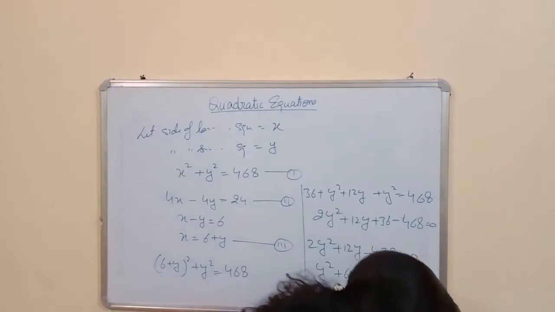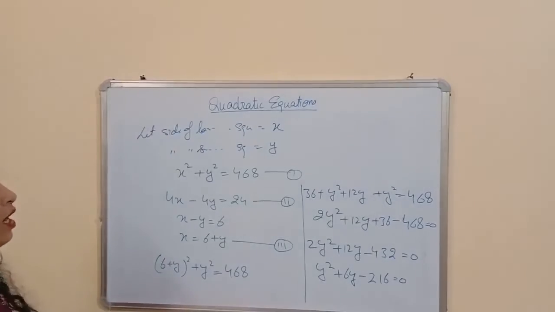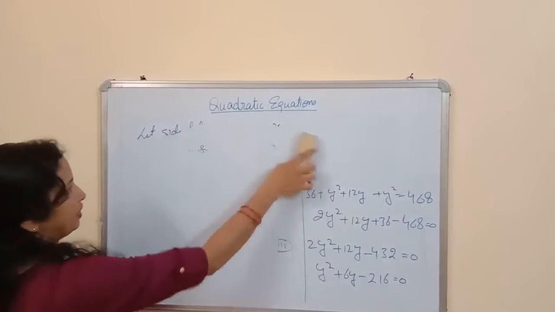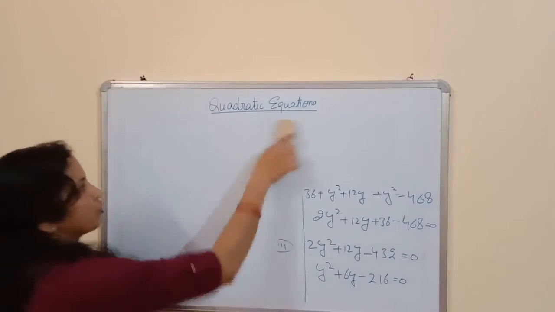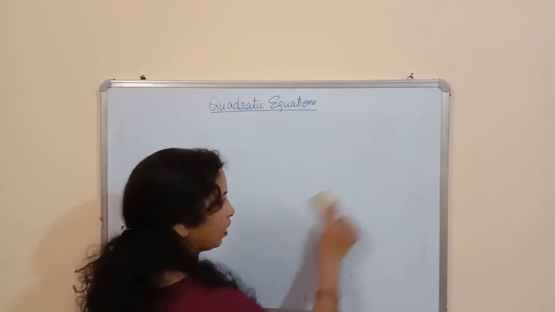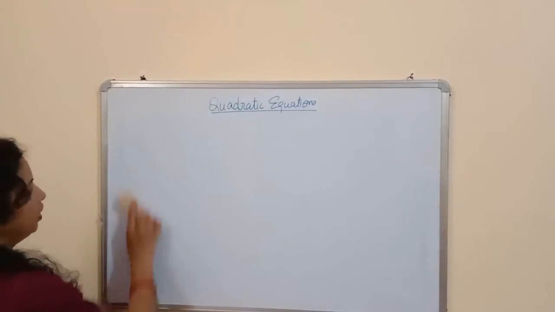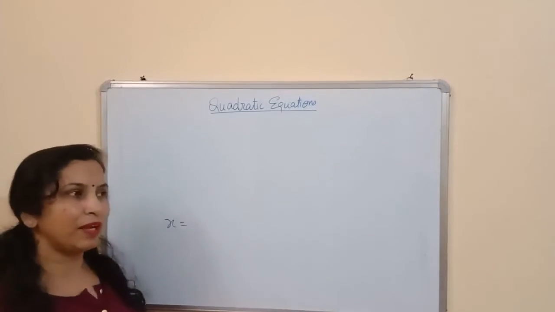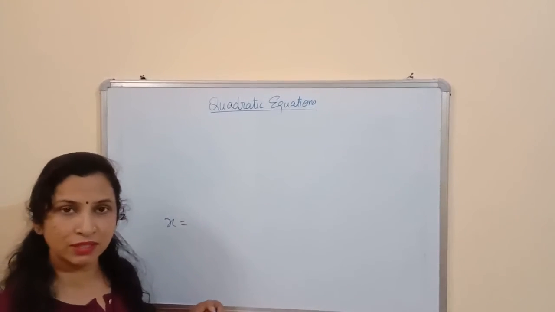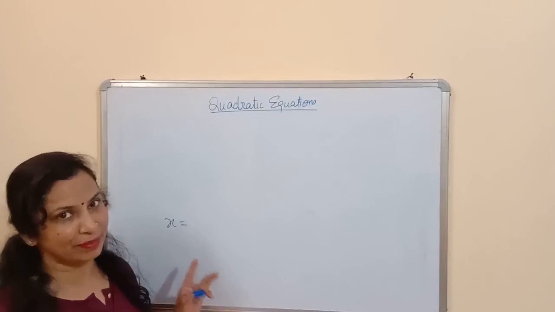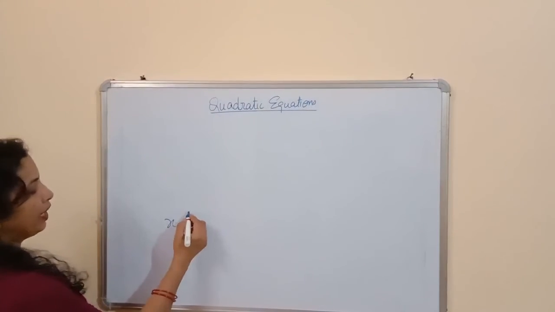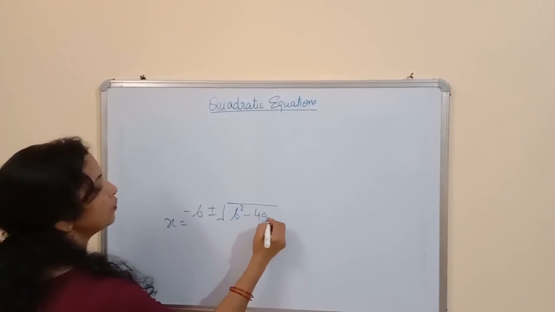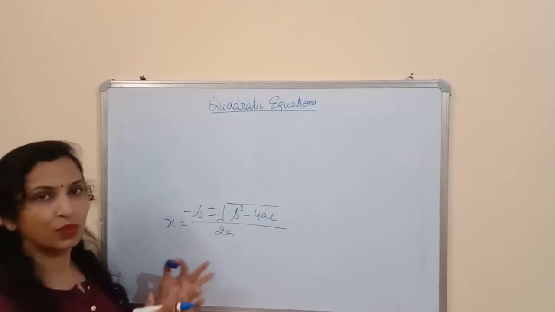For the next exercise, I am going to explain some topics, some properties of the quadratic equation. You know the quadratic formula. You can find out the value of x. If you apply the quadratic formula or the factorization method, by any method you will get the same answer. In the quadratic formula, x is equal to minus b plus minus under root b square minus 4ac upon 2a. You know, this is the quadratic formula.